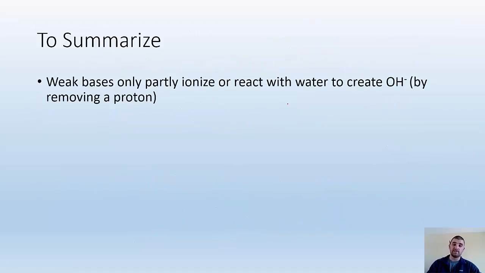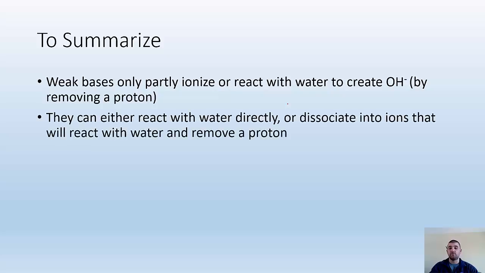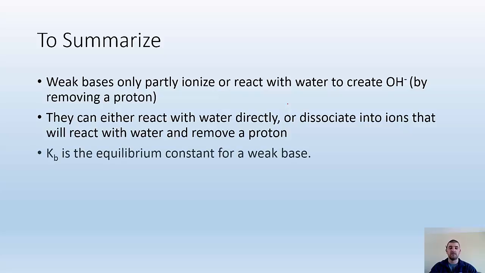All right, cool. So to summarize, weak bases only partially ionize or react with water to create OH minus, and they do that by removing a proton. They can either react with water directly or dissociate into ions that will react with water and remove a proton. And Kb is the equilibrium constant for a weak base.